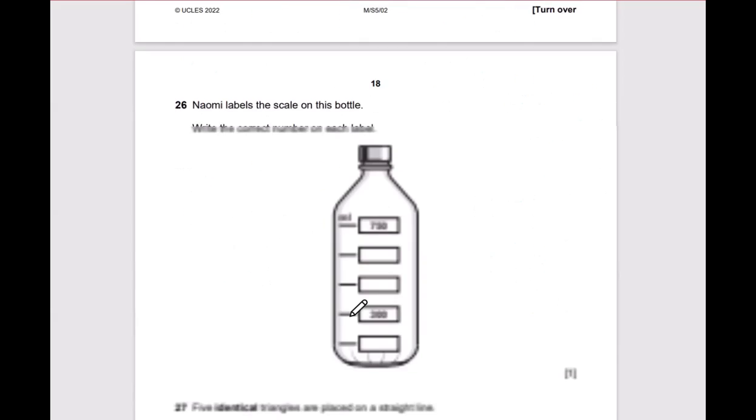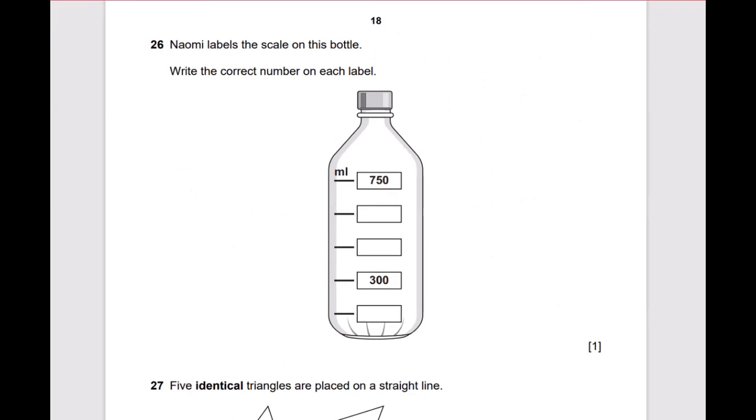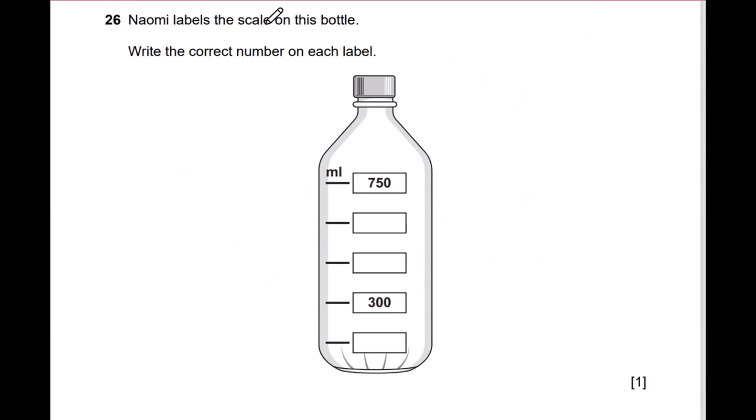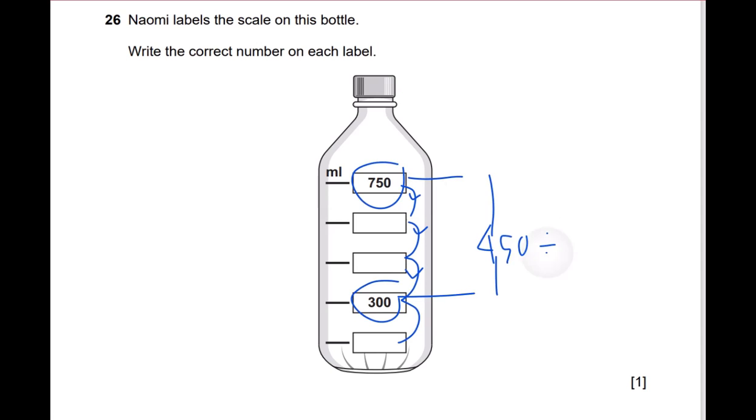Now, question number 26. Naomi labels the board scale on the bottom. Write the correct number of each label. Okay, let's check it out. You see there's an interval here. We go from 300 to 750, which is 450, and we divide by 1, 2, 3 steps, so divide by 3. So 1 unit, 1 step, is 150.